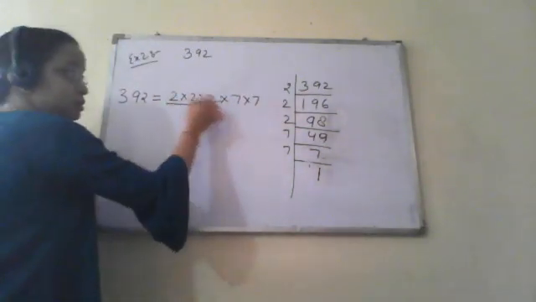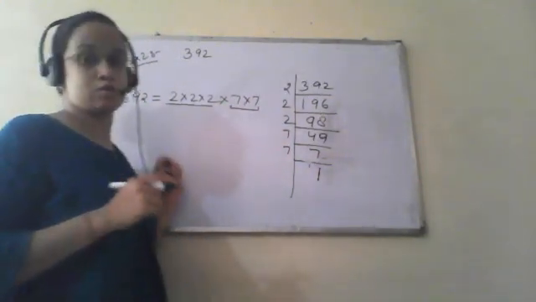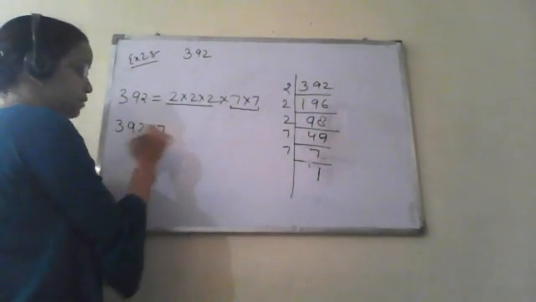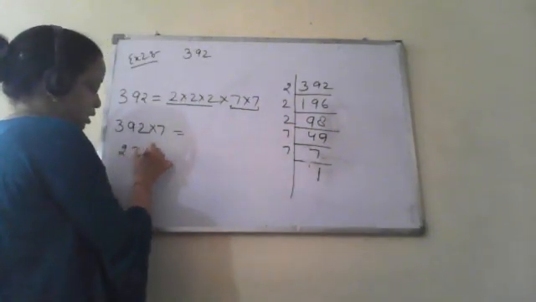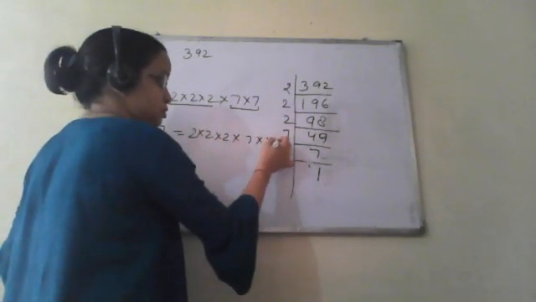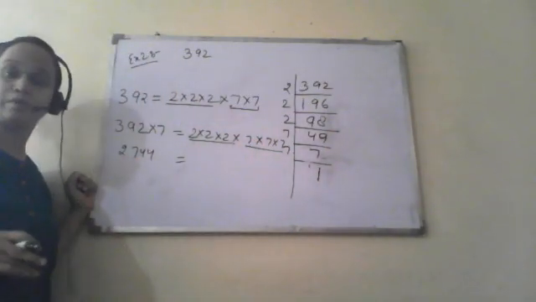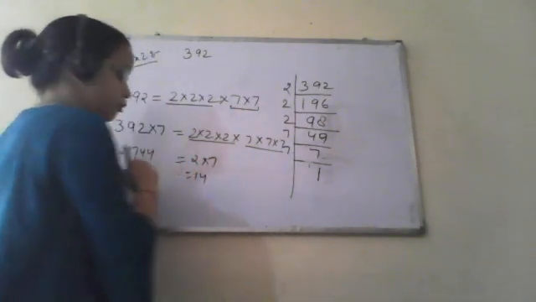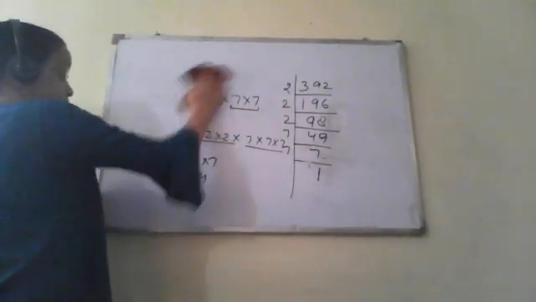This set of 2 is complete. What is required? One 7, because there are only two sevens. If we multiply 392 by 7, it will be 2744, and it can be expressed as 2 into 2 into 2 into 7 into 7 into 7. This triplet is complete, and this triplet is complete. So the resulting number, 2744, will be a perfect cube, and its cube root will be 2 into 7, that is 14. This way we have to do these types of questions.